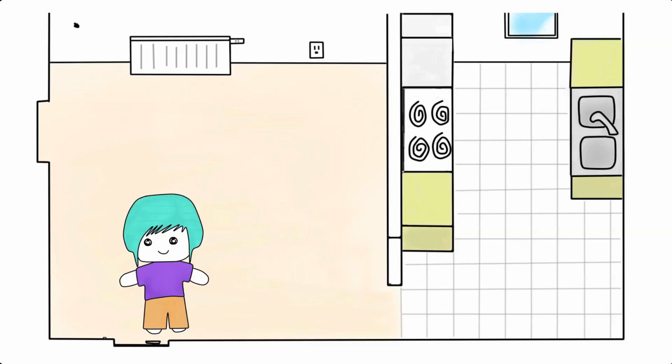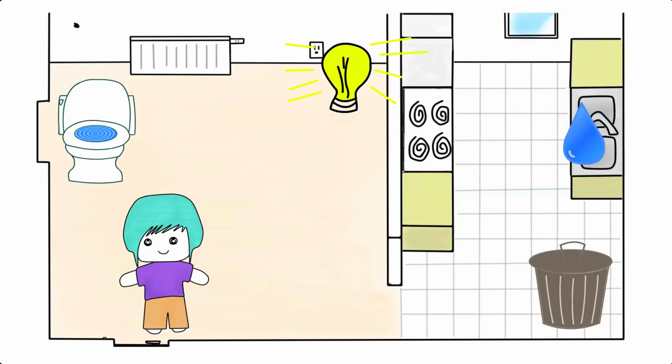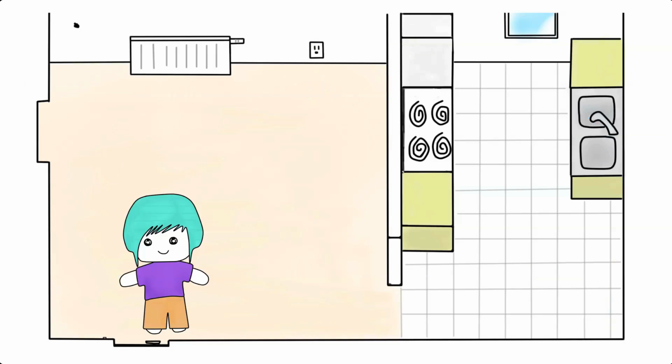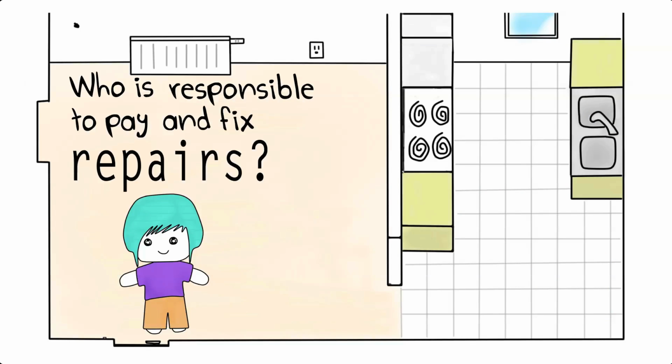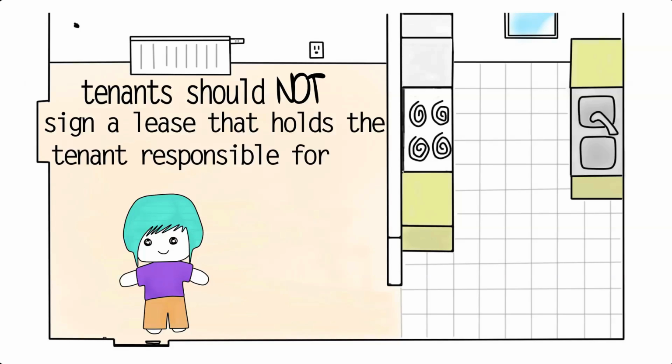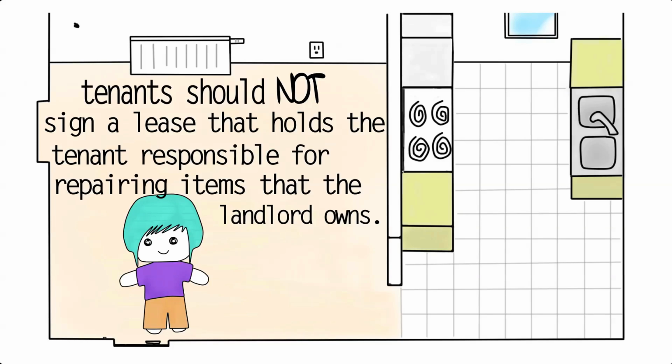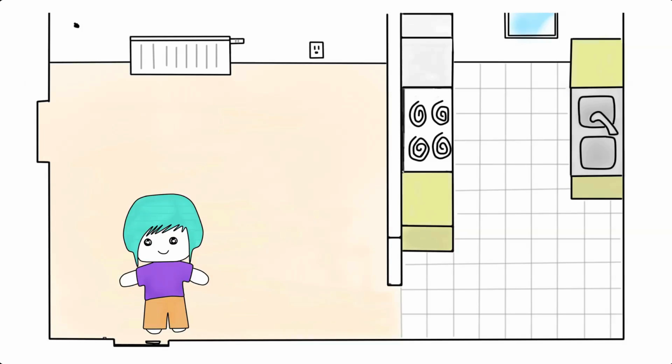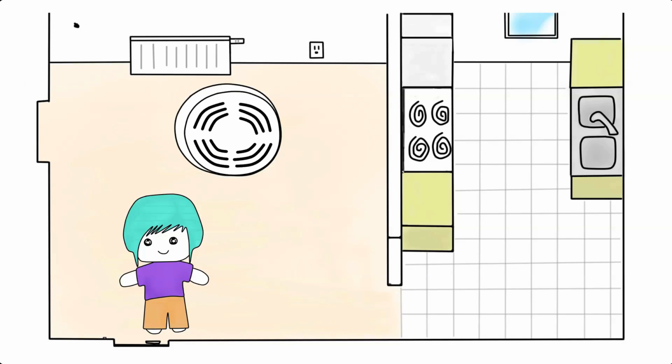In the contract, it should say who will pay for water, electricity, sewer, and garbage. The contract will also say who is responsible to pay and fix repairs. There are very few situations in a residential lease when the tenant should ever be responsible for repairs unless the damage was caused by the tenant. Tenants should not sign a lease that holds the tenant responsible for repairing items that the landlord owns. Though, the lease may require the tenant to be responsible for maintaining the smoke detectors and replacing batteries in the smoke detectors.